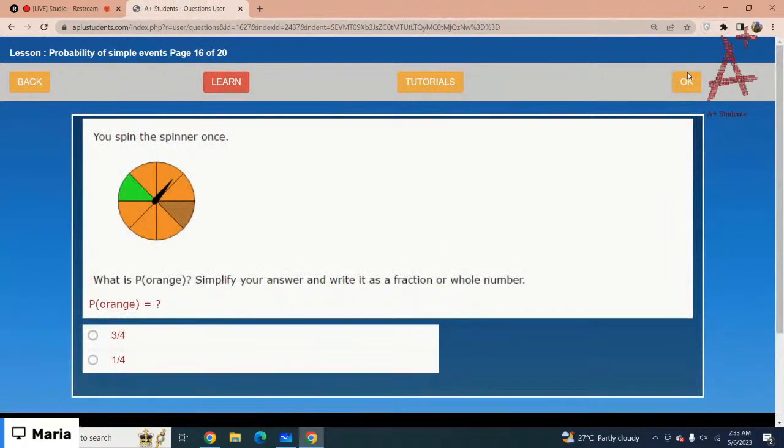Okay, you spin the spinner once. What is the probability of getting orange? It would be, orange: 1, 2, 3, 4, 5, 6, 7, 8. It would be 6 over 8. So when you simplify the answer, that would be 3 over 4.